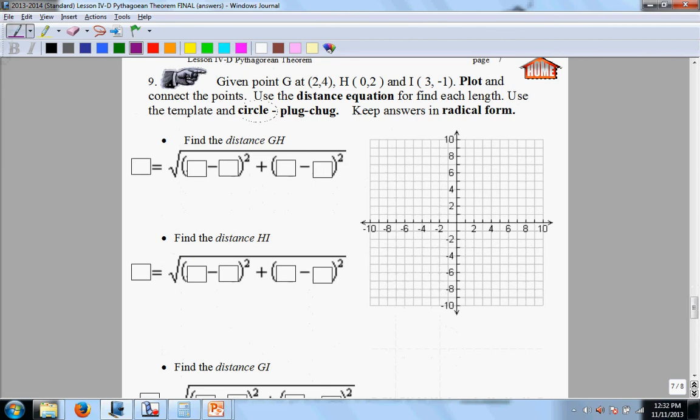Number 9, we're given point G is at 2, 4. So let's plot these points. G is at 2, 4. Here's G. When you plot points, always put your coordinates down, 2 and 4. H is at 0, 2. And I is at 3, negative 1. I'm going to close this up.